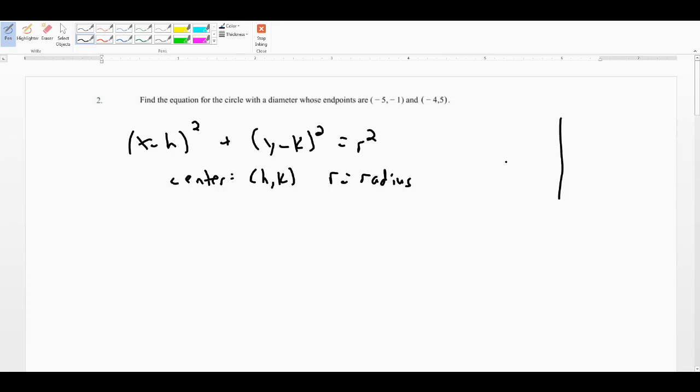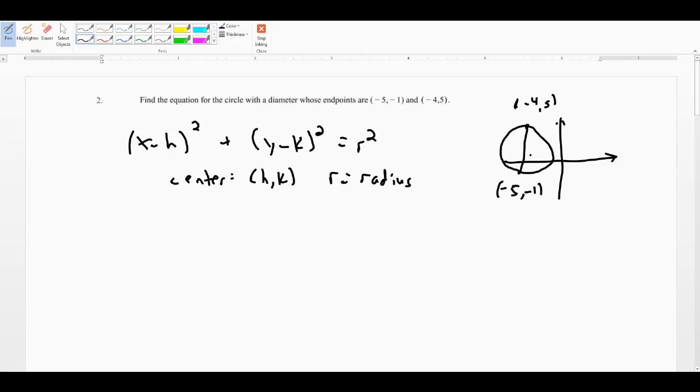Now to have an idea what's going on, let's just plot these 2 points approximately. (-5, -1) would be down here. And then (-4, 5) would be somewhere up here. When we draw a circle, those are the endpoints of the circle.